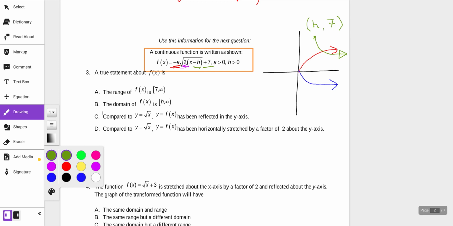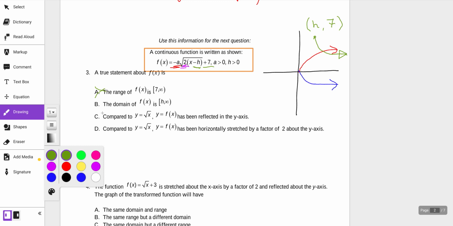Describing that, it says the range will be from 7 to infinity. That is not true. That's saying it starts at 7 and goes up to infinity. My green graph is definitely not going up anymore. It's going down. So that range is incorrect.